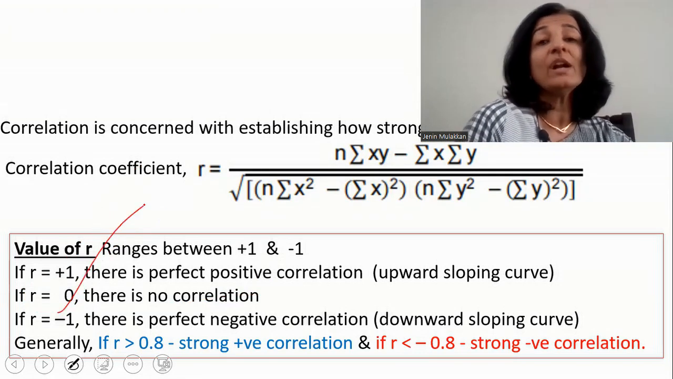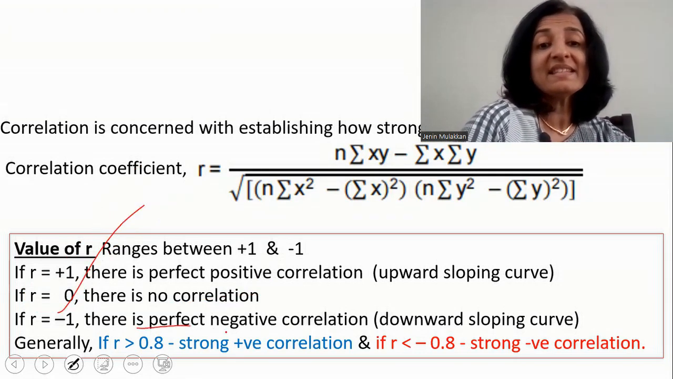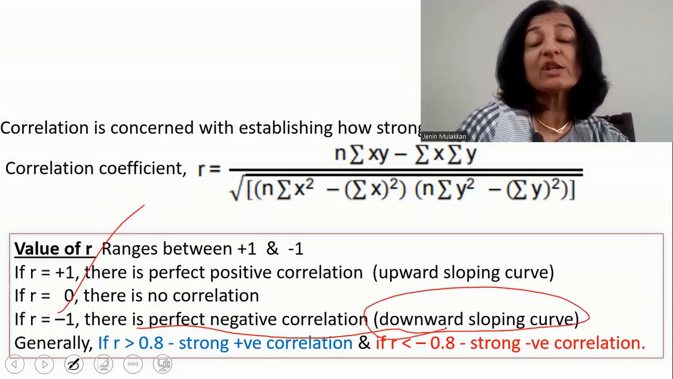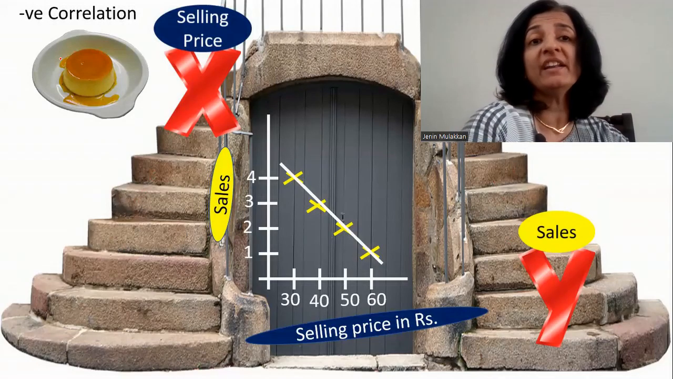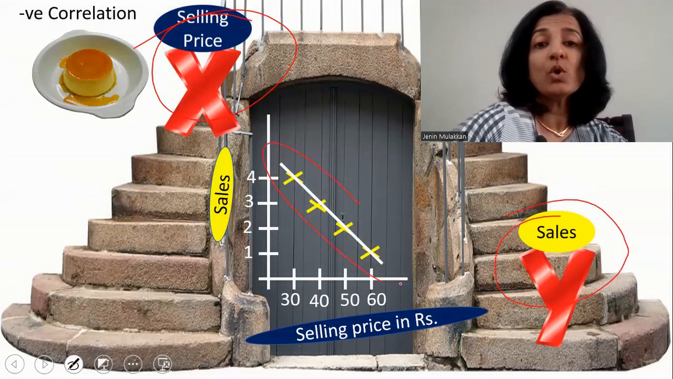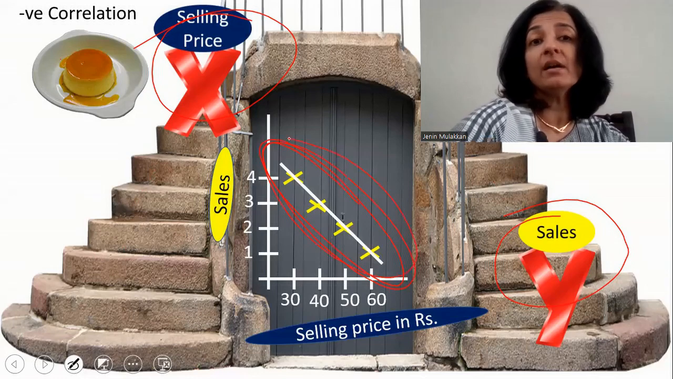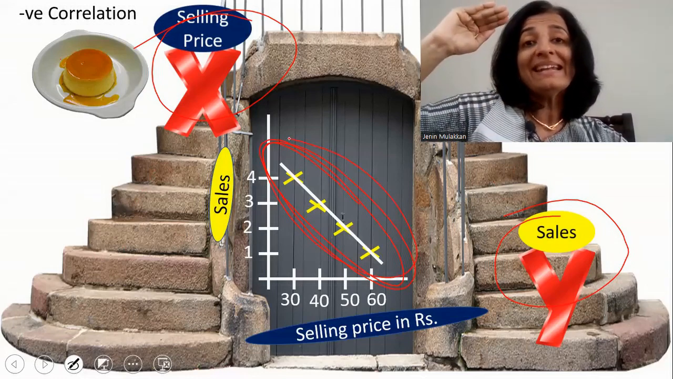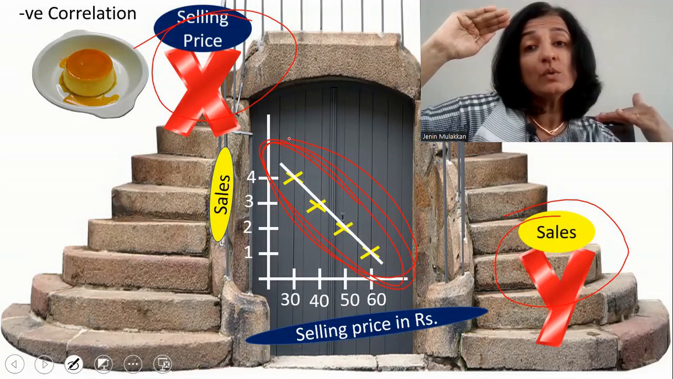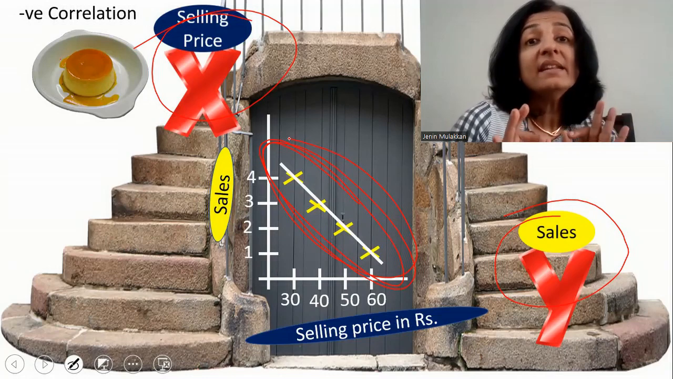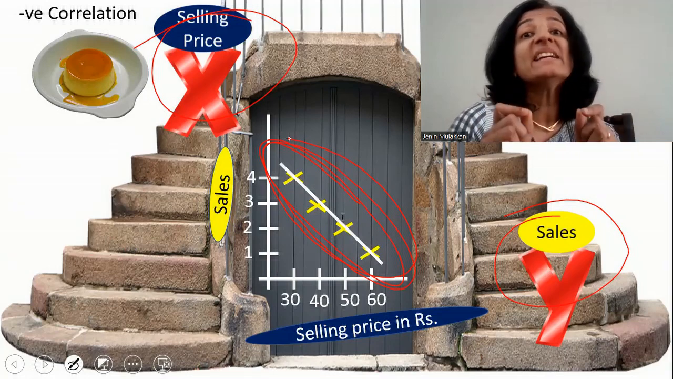And when R is equal to -1, then it is a perfect negative correlation, the downward sloping curve. Remember the two variables that we had taken earlier, the selling price and the sales, then it was a downward sloping curve. That is when selling price increases, that is when the X variable increases, the Y variable reduces. That is the sales. Now, in this case, if you calculate R, then the answer will be -1.